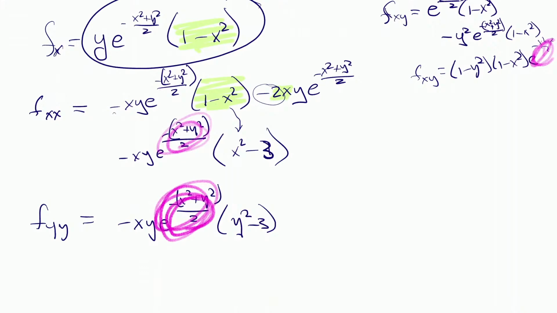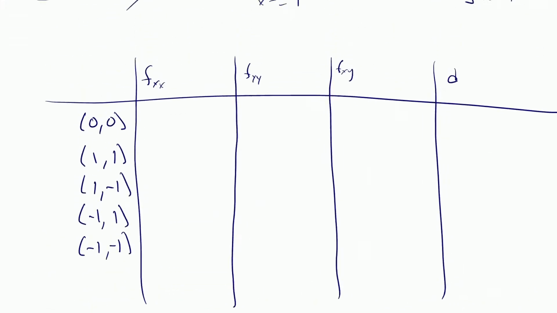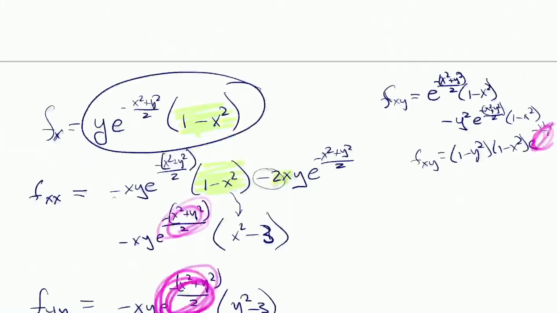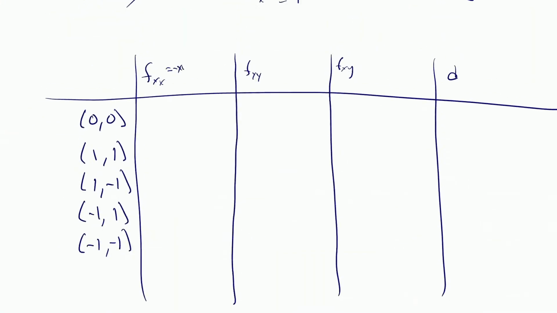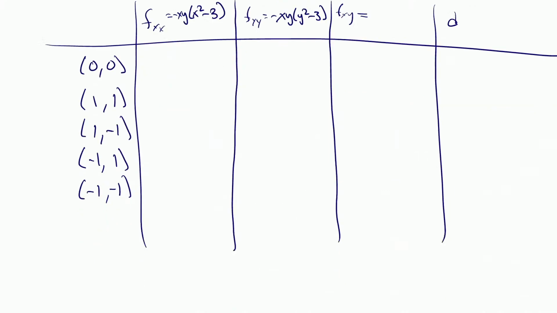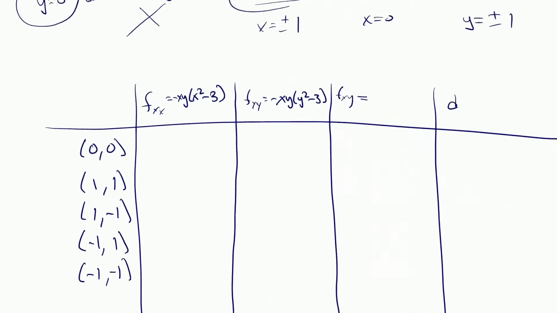Yeah, it's the same. All three of them have that factor. So all I'm going to compute is this other stuff. So we've got negative xy, x squared minus 3, and this is negative xy, y squared minus 3, and this is going to be whatever's left over, 1 minus x squared, 1 minus y squared. All right, I love it.